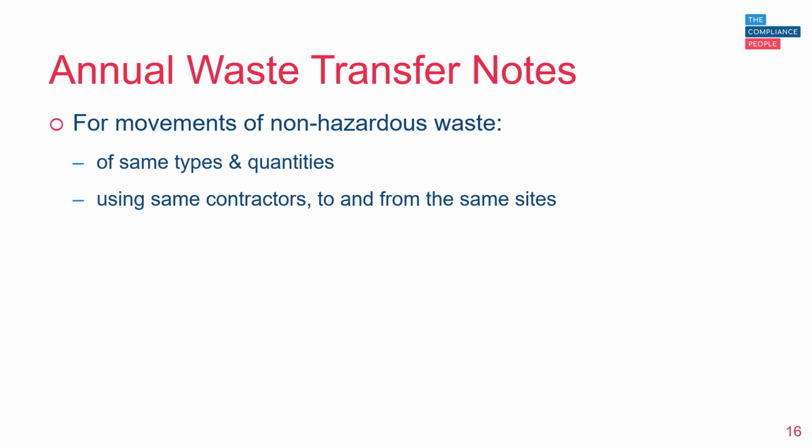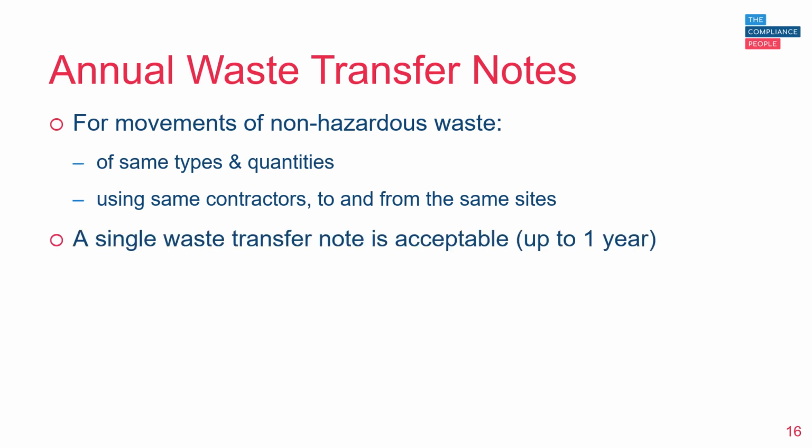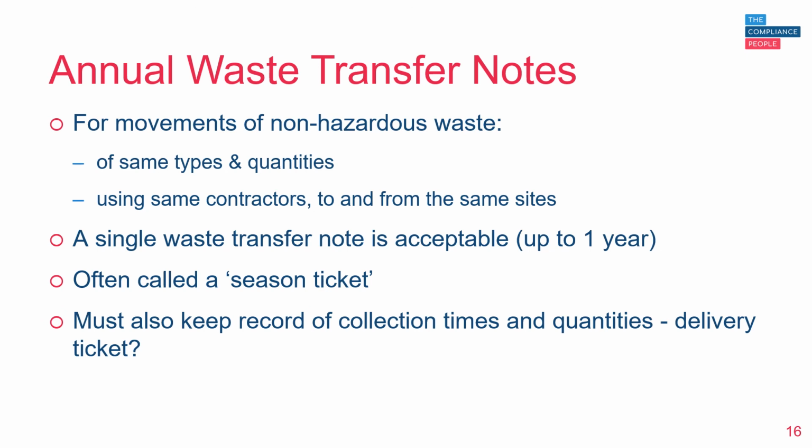So as I said, they're for movements of non-hazardous waste only, and these are of the same types and quantities using the same contractors to and from the same sites. And you can have a single waste transfer note covering a year period, often called a season ticket, but it's really important that you also keep a record of the collection times and the quantities of waste collected, and this might be recorded on the delivery ticket that you get each time the carrier comes to collect your waste.